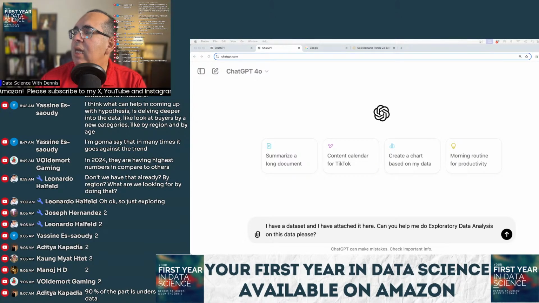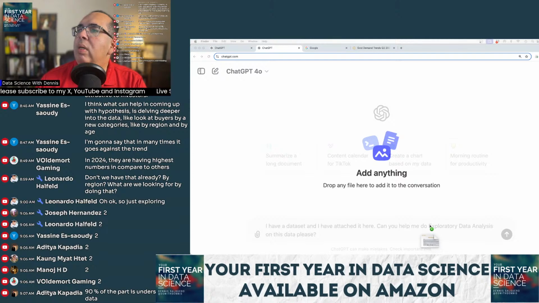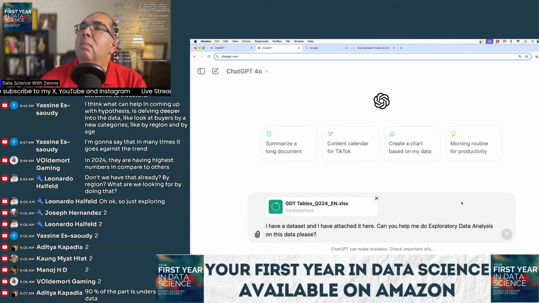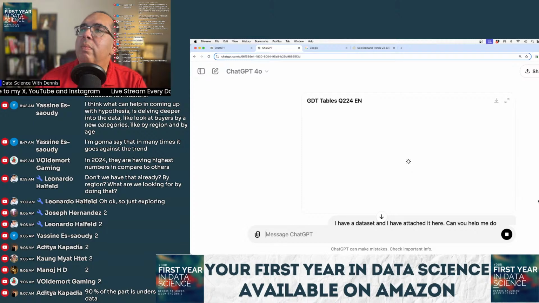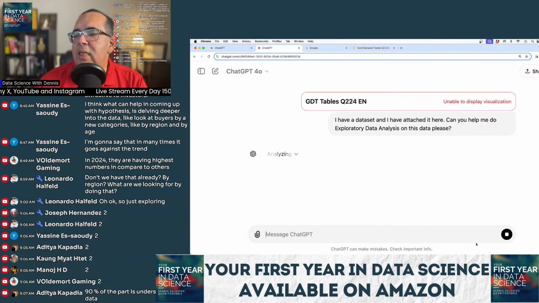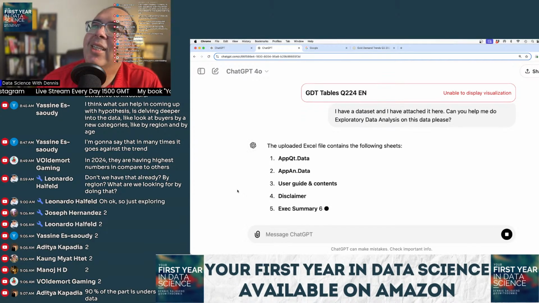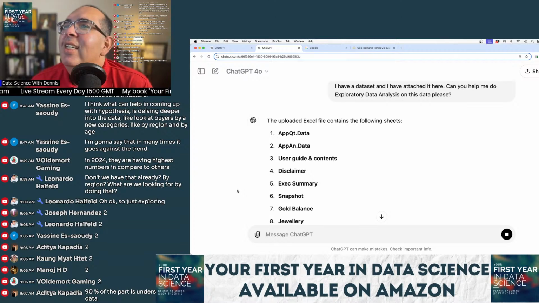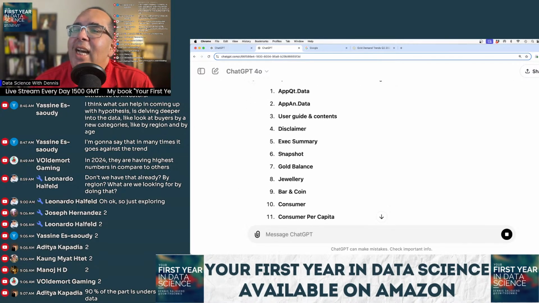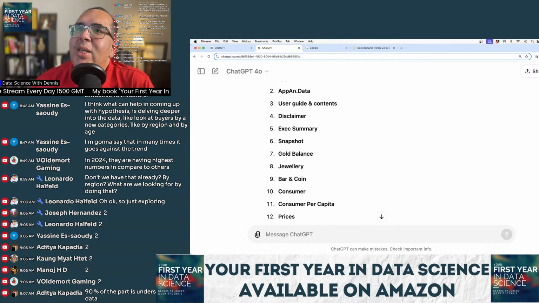I'm going to take that exact same data set and I'm going to attach it to our prompt here. And now we wait. Aditya says 90% of the part is understanding the data. No, 90% of the part is obtaining the data to begin with. Oh yeah, getting data within the organization is not always easy.